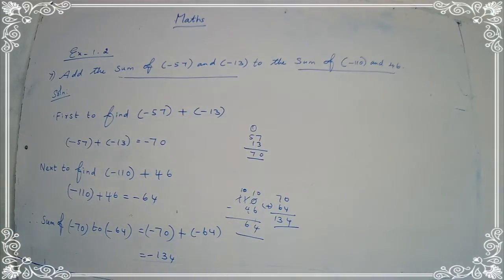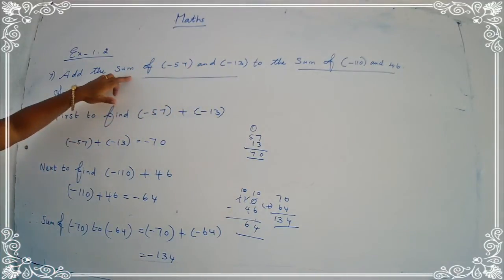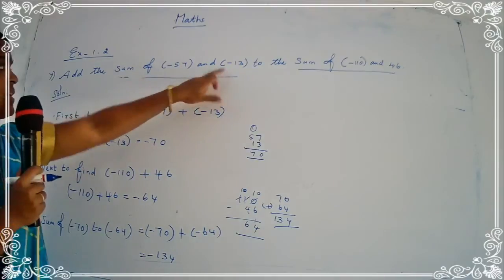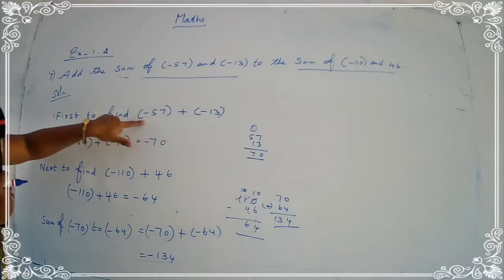Now clear? One more time I will explain. Add the sum of minus 57 and minus 13 to the sum of minus 110 and 46. Okay, so here you see the question. Add the sum of... So first to find the value of the sum of minus 57 and minus 13, and to find the value of the sum of minus 110 and 46. First to find the value, sum means addition. That's why minus 57 plus minus 13.